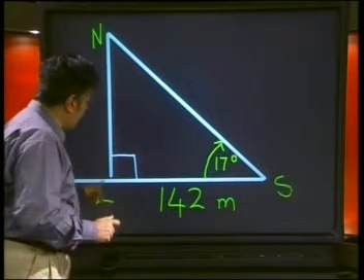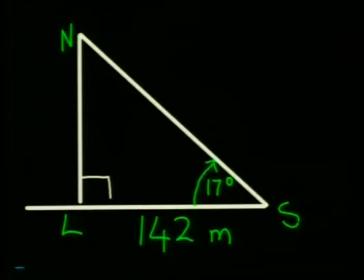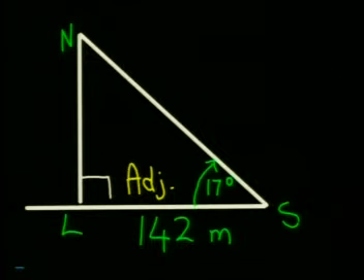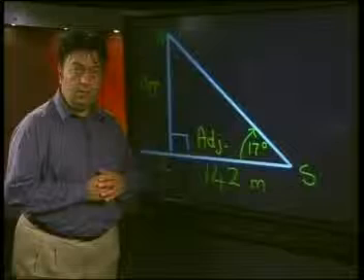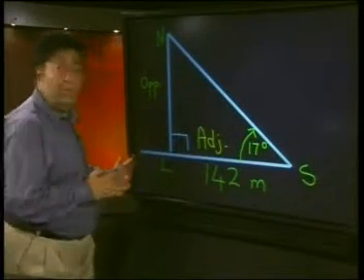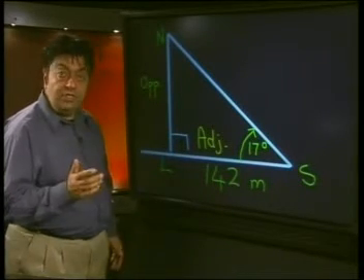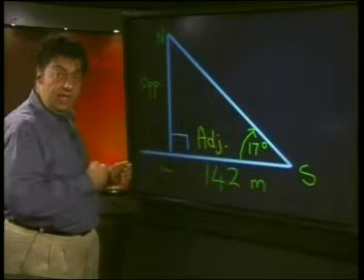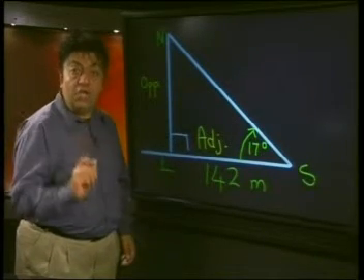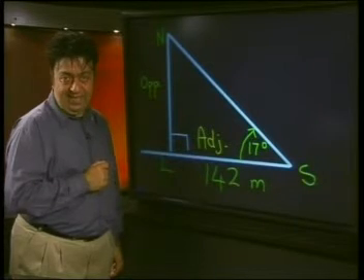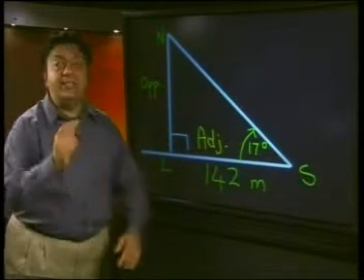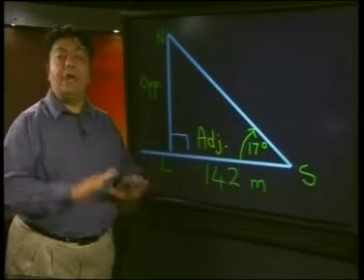What do we call side LS? LS is right next to the angle, so it is the adjacent side. And what about side NL? It is opposite angle S, so it would be the opposite side. Okay, now which ratio can we use? Which ratio uses the adjacent and opposite sides? Think SOHCAHTOA. It is the tan of an angle that is equal to opposite divided by adjacent.